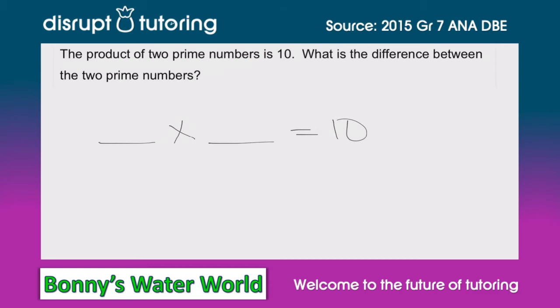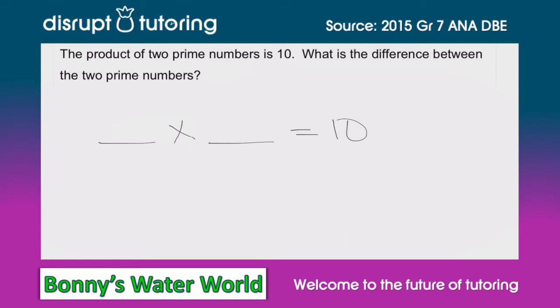Then the second part of the question asks us, once we found those two numbers, what is the difference between them? Difference means subtraction or minus. So we're going to take the bigger number and we're going to minus the smaller number from it, and that's going to give us the difference between the two numbers.